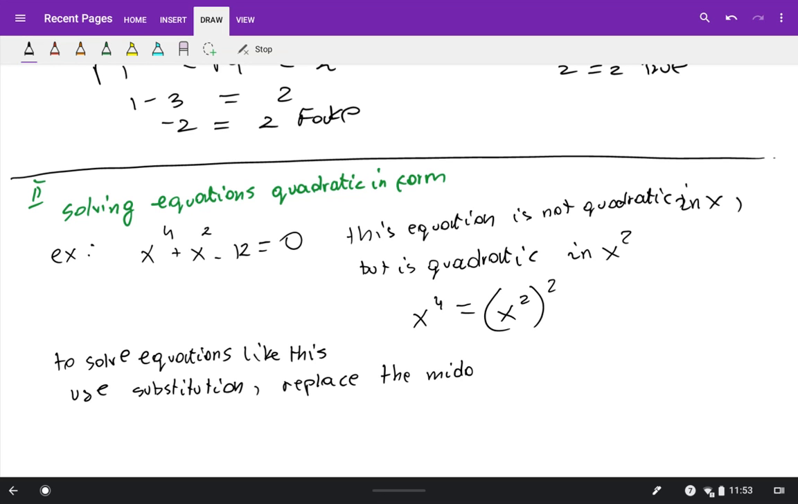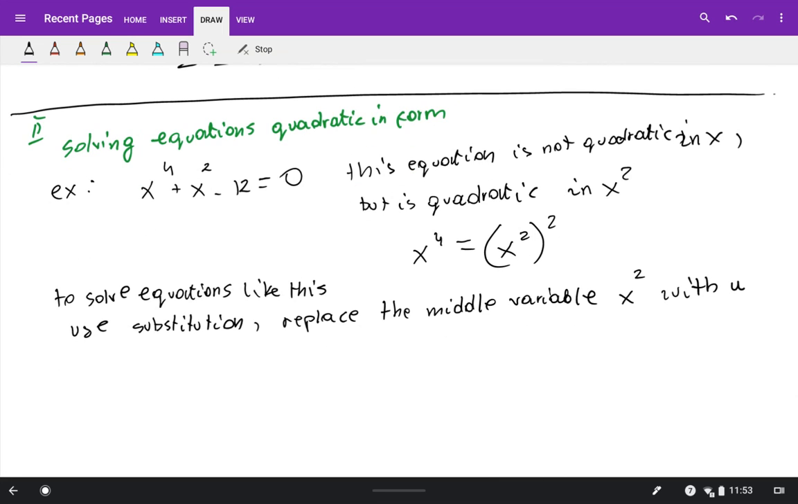in this case x squared, with u. Okay, and replace x to the power of 4 with u squared.